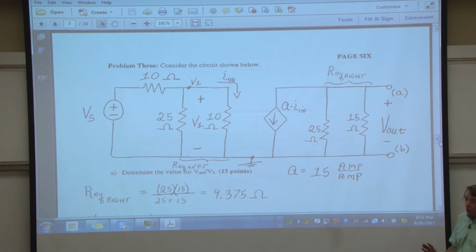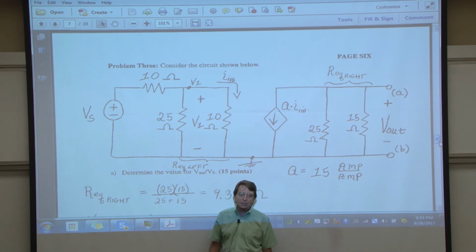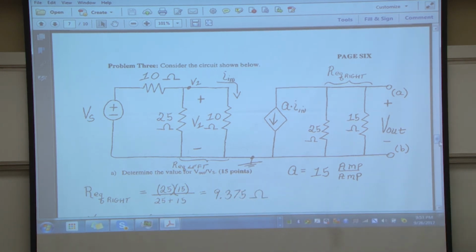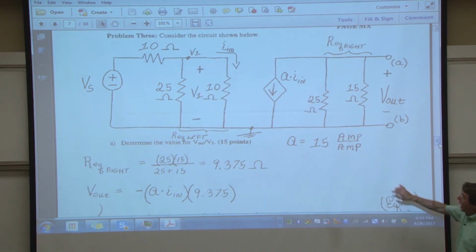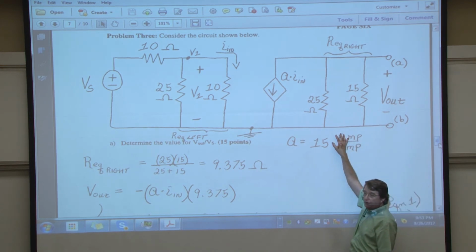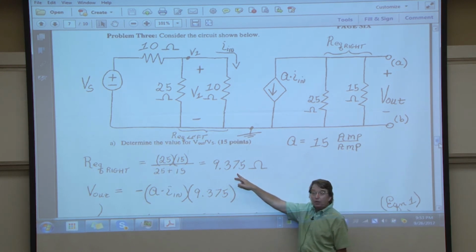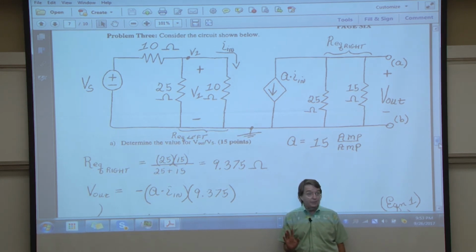Now, there's more than one way of solving it. You could use current division here, but let me do the REQ right. REQ for 2 resistors in parallel. Please, no one get this wrong. Product over sum. So I get 9.375 ohms. Now, if that's the case, I no longer see 2 resistors. I see 1, and that 1 resistor is 9.375. Now, I tried to trick you here. So beware.